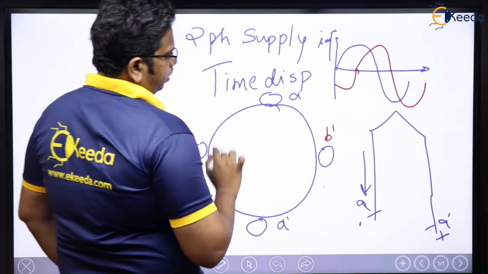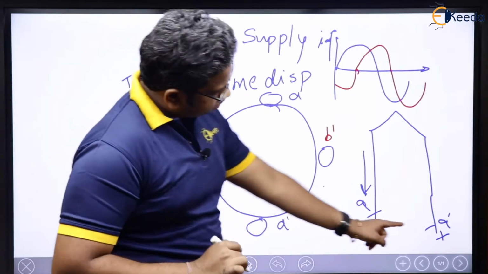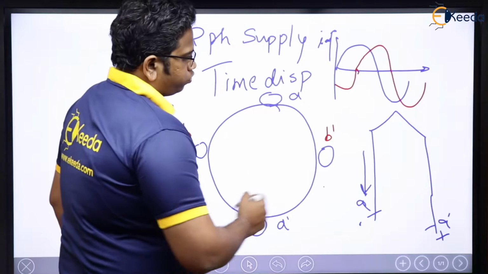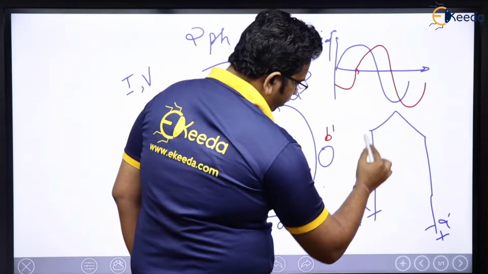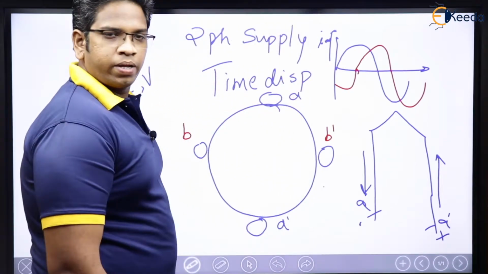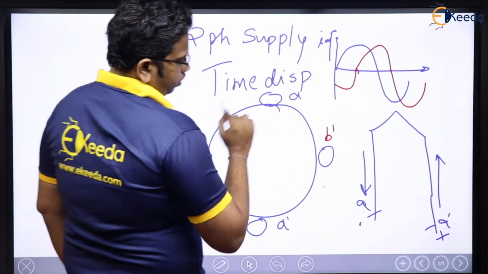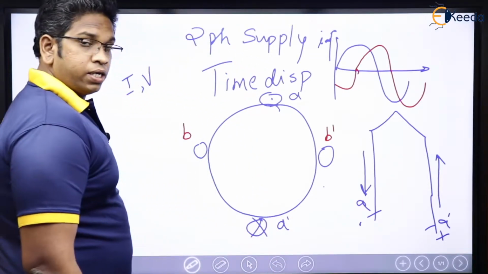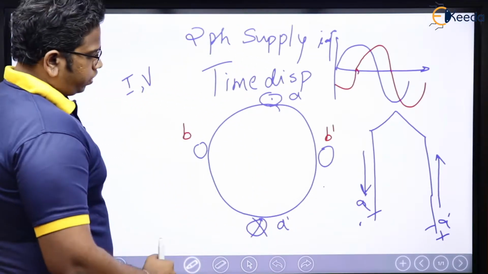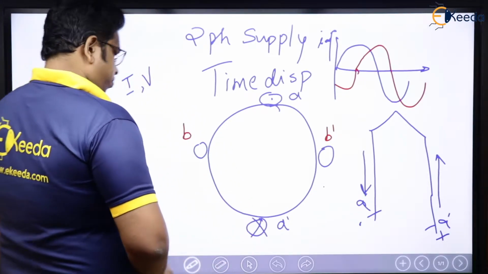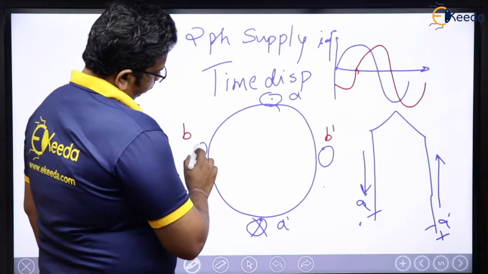Similarly, why does this have to be cross? Because there is a back-to-back connection here. If current is coming here like this, it has to go like this. Now see here, if A has dot, A dash has cross, then similarly we are going to consider B as dot, B dash as cross.